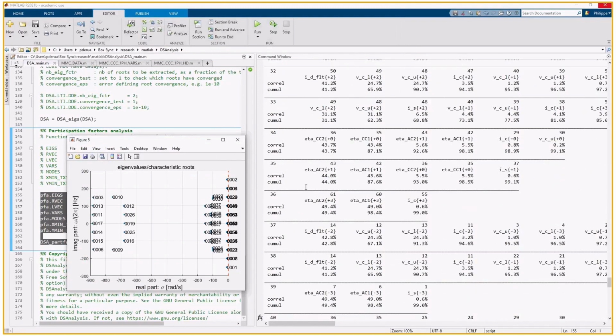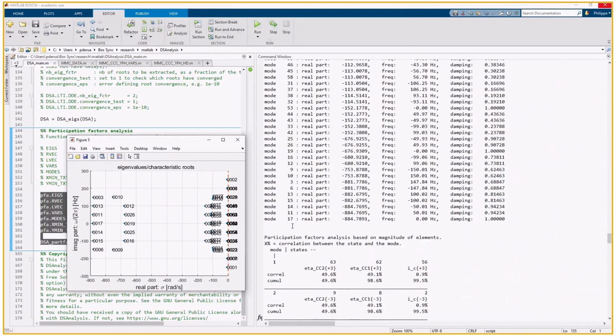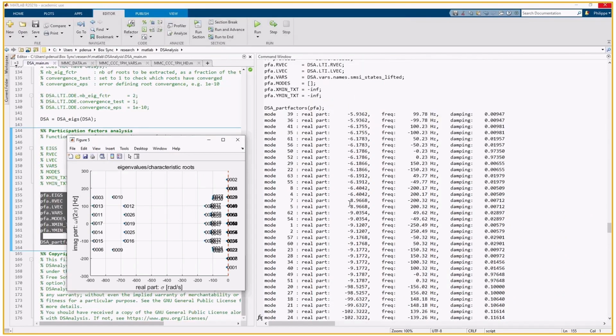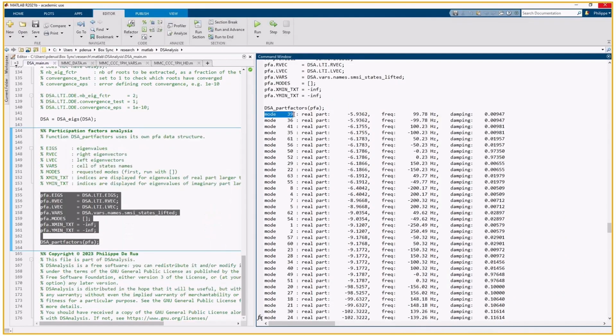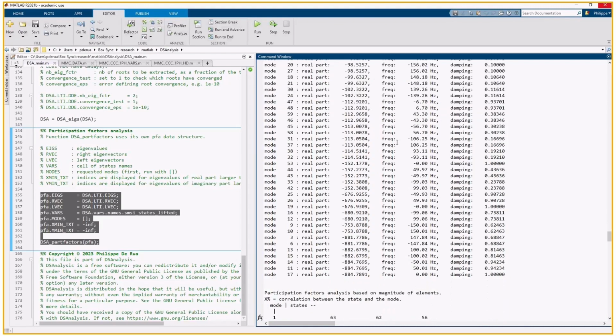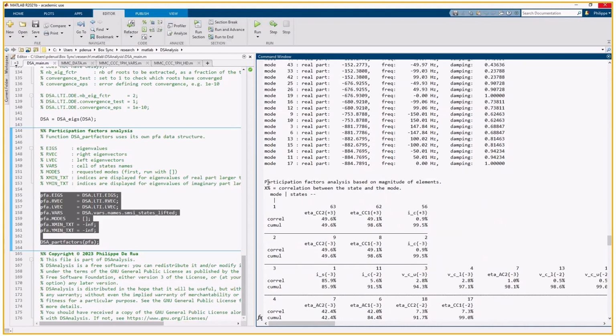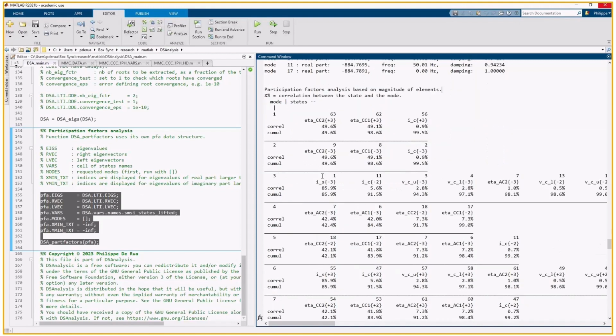I see that I have a big table with many participation factors, and I have also a list. Okay, let's have a look at that. I have modes that have indices, and they are identified in terms of their real part and their frequency. The frequency is just the imaginary part divided by 2 pi, and the damping is calculated as well. And then we have the participation factor analysis based on the magnitude of elements. You can find the exact formula in the first chapter of my thesis or in the code. And then you have this table.